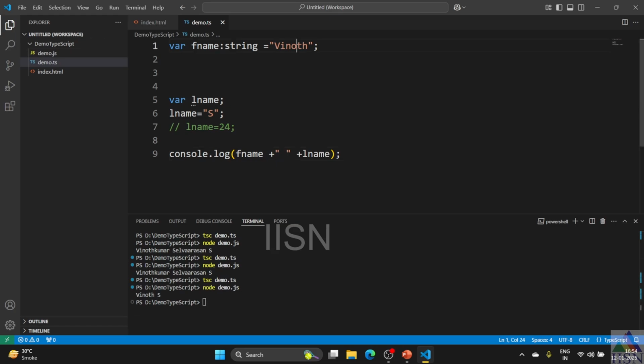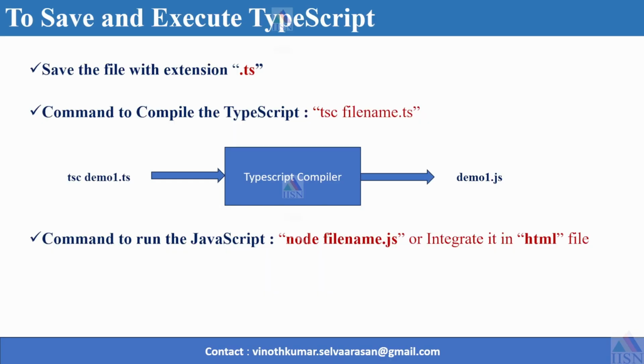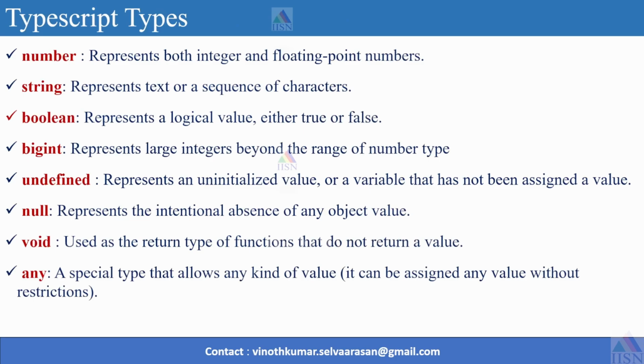Okay, so first it is printing the first name, and then that should be followed by printing the last name. Okay, so now we are going to see what are the different data types we have in TypeScript. So, here you see, these are the data types which we have in TypeScript. The first one is number, which is used to store integer and floating point values. The second one is string, which is used to store text. And the third one is the Boolean data type, which is going to store values either true or false.